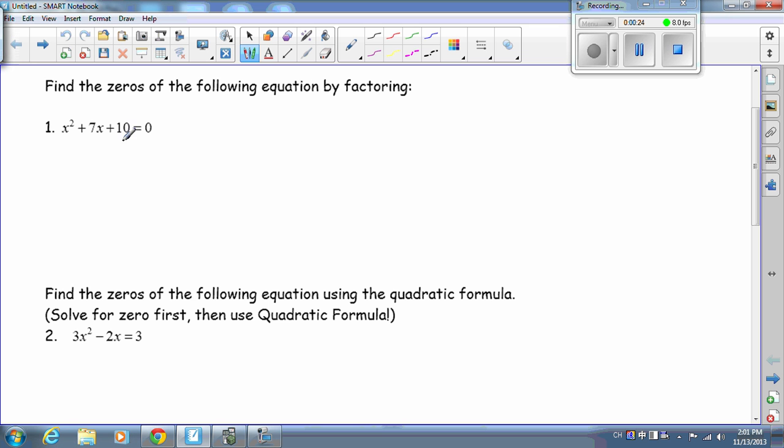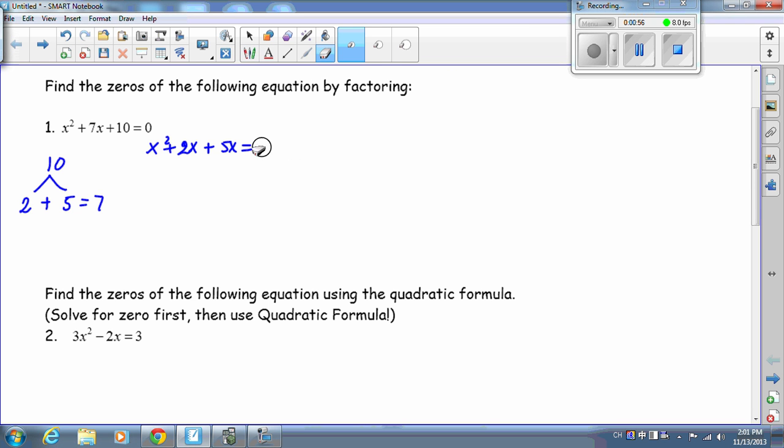The first thing I will say is, I'm looking for two numbers whose product will give me 10, because here is 1, and whose sum will give me 7. Those two numbers are 2 and 5 because 2 times 5 is 10, but 2 plus 5 is 7. Once you find the two numbers, you will rewrite this equation as x squared plus 2x plus 5x is equal to 7.